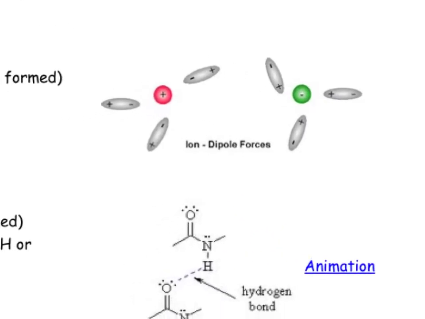There's a couple of different ways you can do it. If you have a positive ion, you would have polar compounds with the slightly negative ends facing towards it and forming an attraction. Or if you have a negative ion, your polar compounds would be flipped with the slightly positive ends attracted to the negative ion.